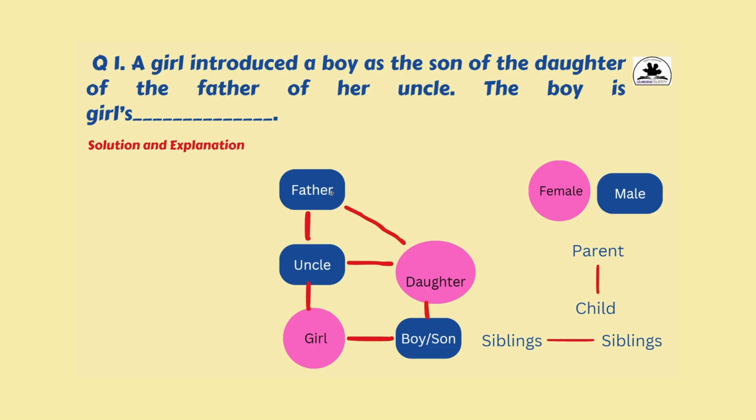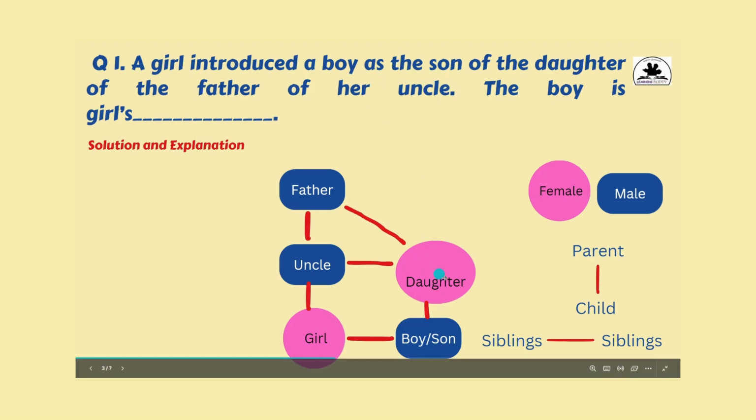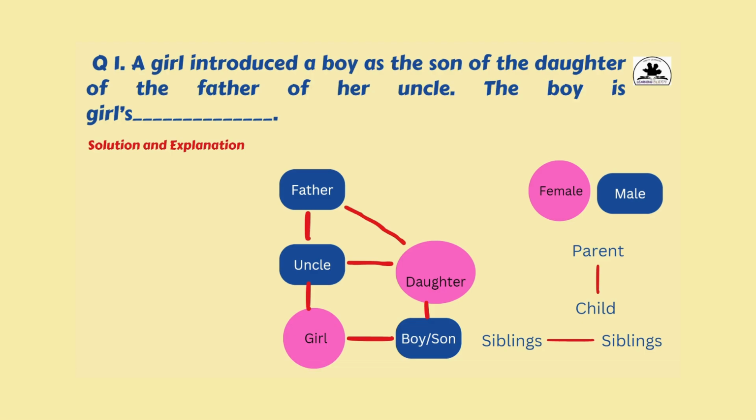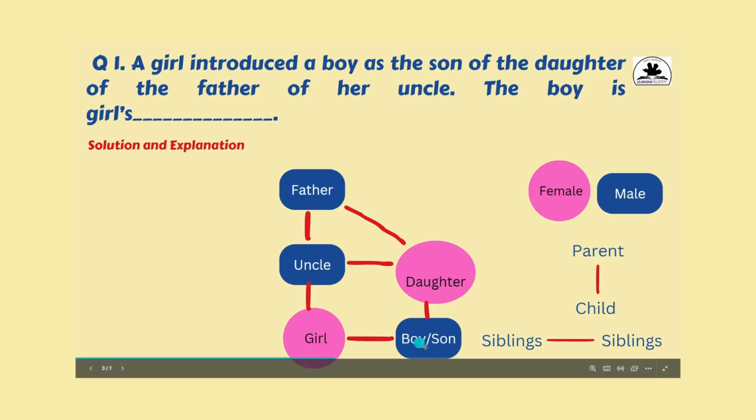Then the girl is referring to the daughter of the father. So it is one generation down and we write it beside uncle. That means the uncle and the daughter are siblings. And the last person the girl was referring to is the boy. So the boy is written here as he is the son of the daughter. So with the solution, the boy and the girl belong to the same generation. That means the boy will be the girl's brother.